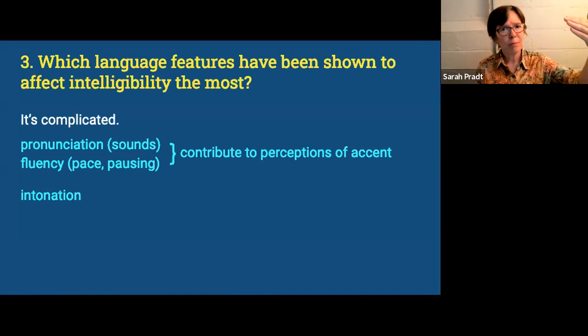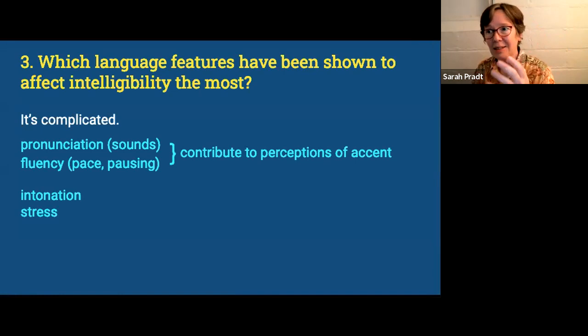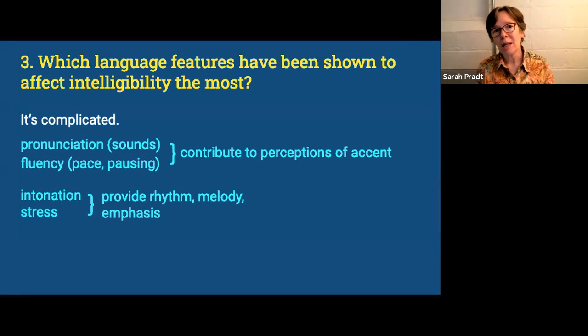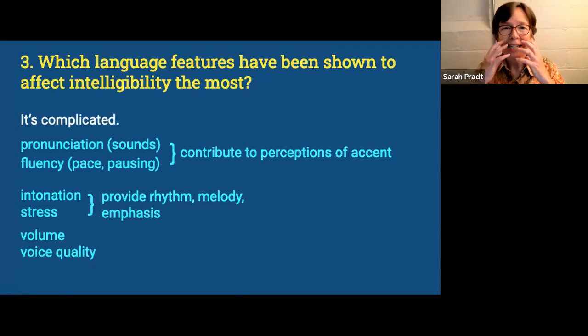Then there are those factors beyond just the sounds. So intonation, stress. So the up and down and the leaning in on some syllables. These give rhythm and melody and emphasis to our speech and are connected to intelligibility. There's volume and there's voice quality. How is the instrument arranged, right? So some researchers recently are even thinking that voice quality is one of the most important factors.